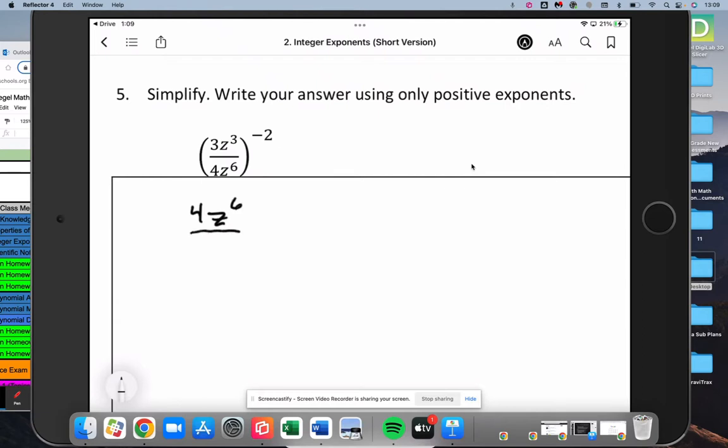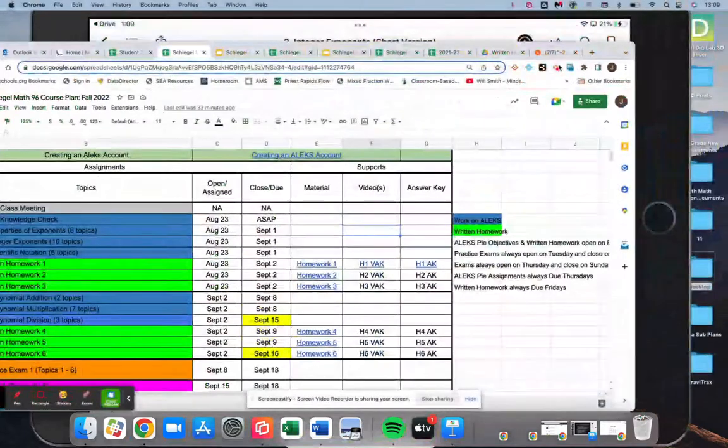So 4z to the 6th will be in the numerator. 3z to the 3rd will be in the denominator. And that will cause that exponent to become positive. I'm going to pause for 1 second and just double check something.